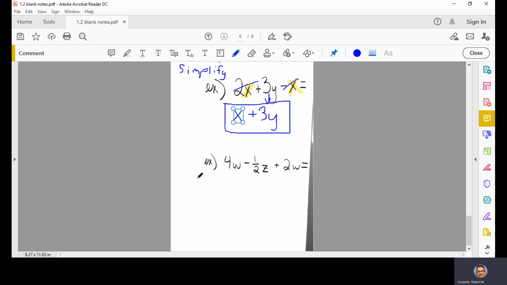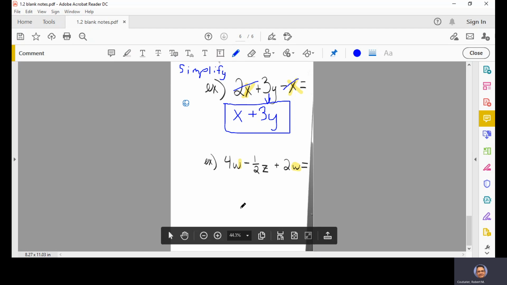All right, so hopefully you guys pause the video and try this example on your own. Let's take the highlighter again. Let's highlight our terms that are exactly the same. We have a W here, and we have a W over here, and we have a Z. Well, that's not the same, so we can go ahead and we're ready to start to do our work.